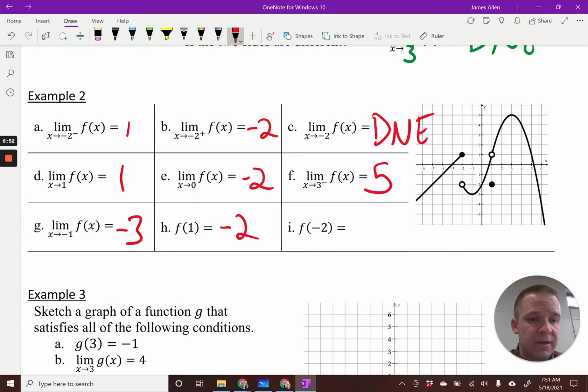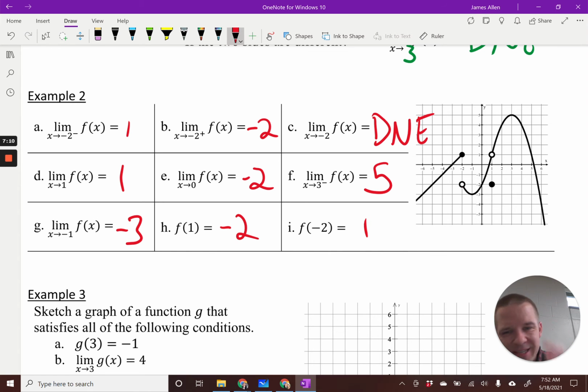F of -2. Again, I've got two different spots here. It's not going to be the hole, because there's no value there, but it is 1. Done. First example. That's some good stuff right there.